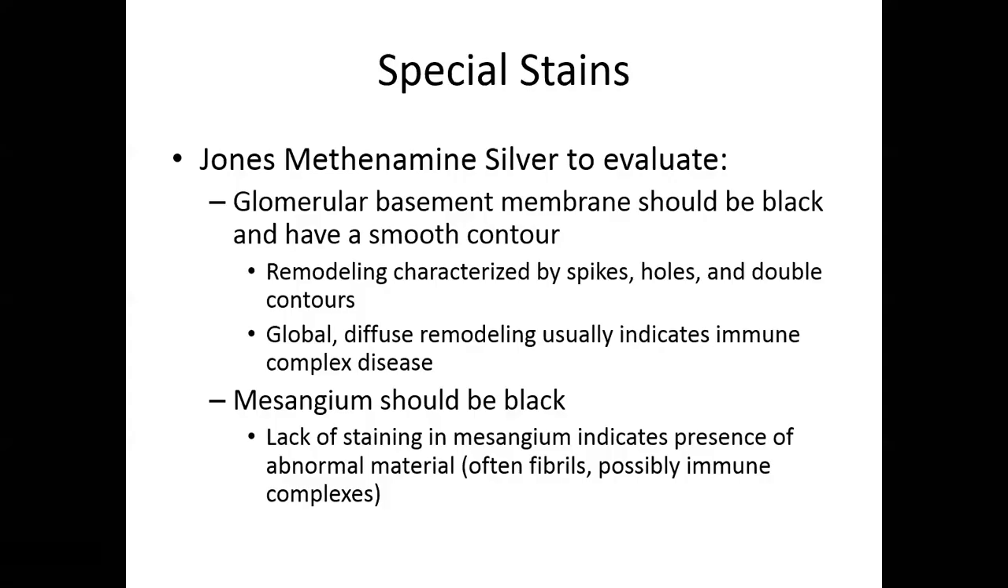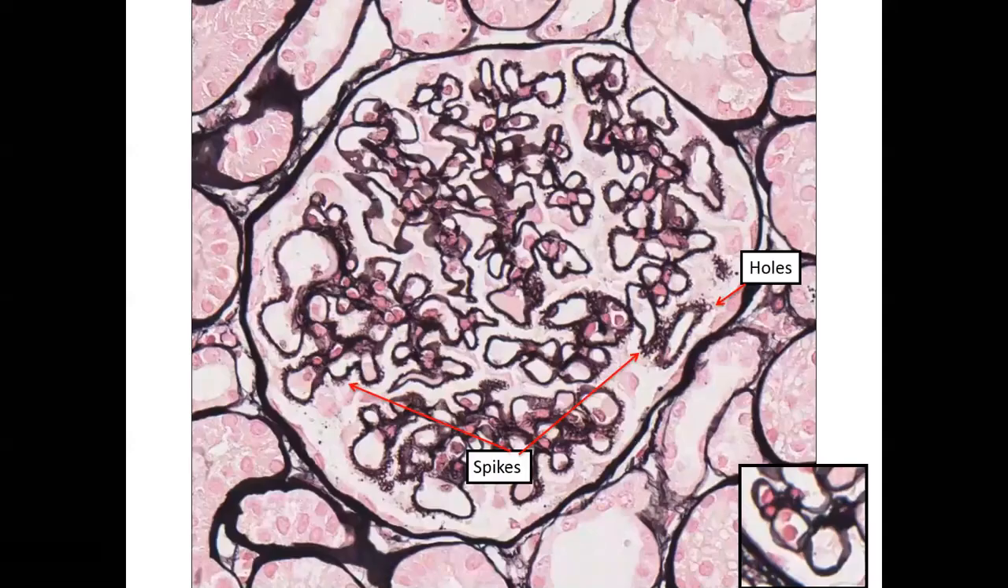Okay, so here is the Jones stain from that. The trichrome I showed you before, and the Jones, same glomerulus, just a different stain. So again, our cheat sheet down here is a smooth capillary loop.